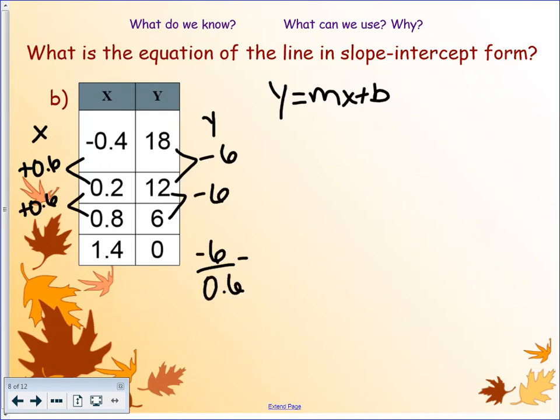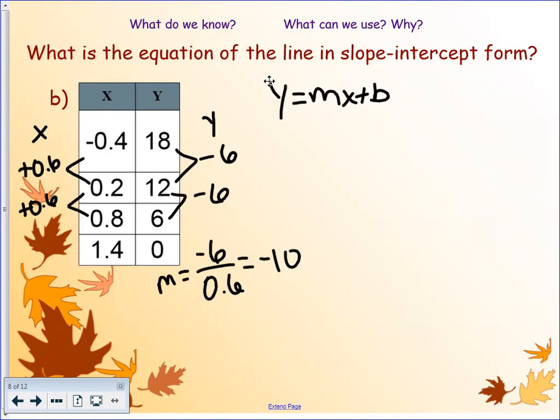And let's put this in the calculator and see what we get. -6 divided by 0.6 is -10. So that is my slope. I now have my slope. I need to come up with my y-intercept.